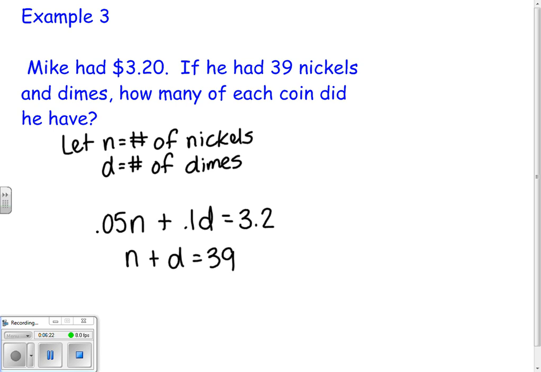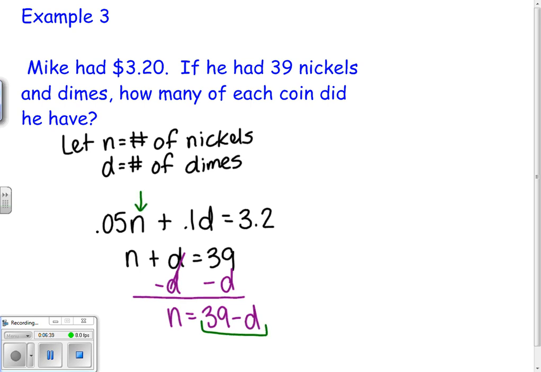So, solving this one. Elimination, not so pretty. I don't really want to deal with decimals in terms of multiplying, so I'm actually going to take this bottom equation, subtract d from both sides, get n equals 39 minus d, and then take that 39 minus d, put it into the top equation. So I get 0.05, and then instead of n, throw the 39 minus d, and then finish the equation. Plus 0.1d equals 3.2.